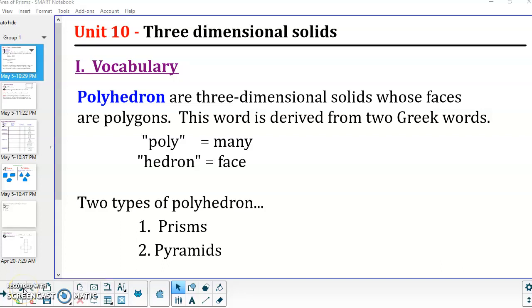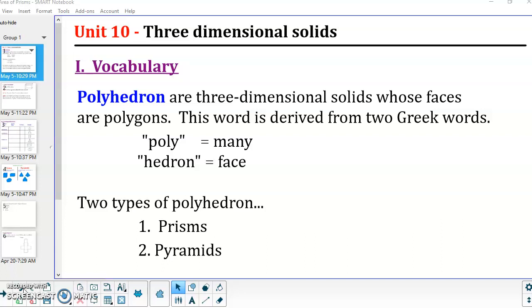So welcome to the last unit that we're going to be covering in remote learning. It will take us through the end of May, so we'll take 5 weeks to get through this unit on three-dimensional solids. This first lesson that I'm putting together really is covering the vocabulary and the naming conventions.